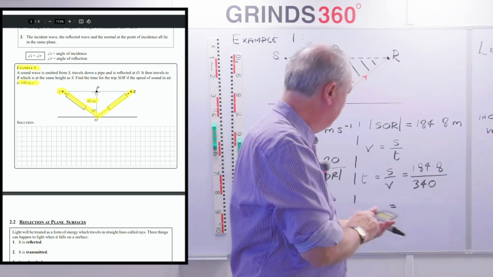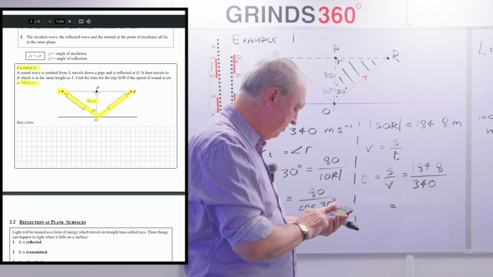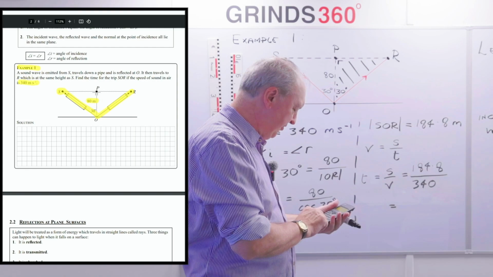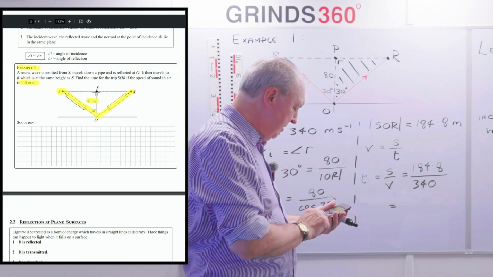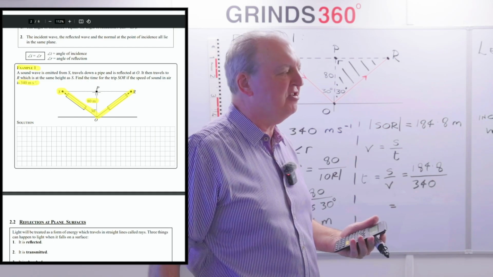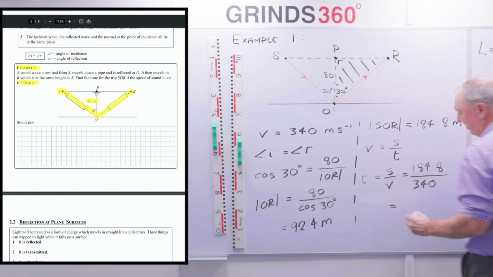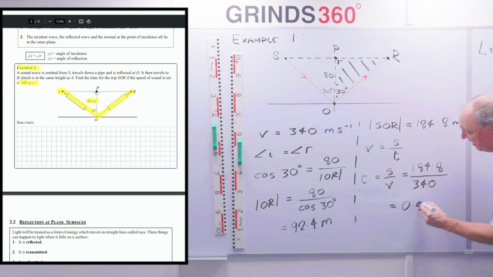Fraction button, 184.8 divided by 340. And I get a time of 0.54 seconds. You can do 1 or 2 decimal places. I'll go for 2 here. So I get a time of 0.54 seconds.